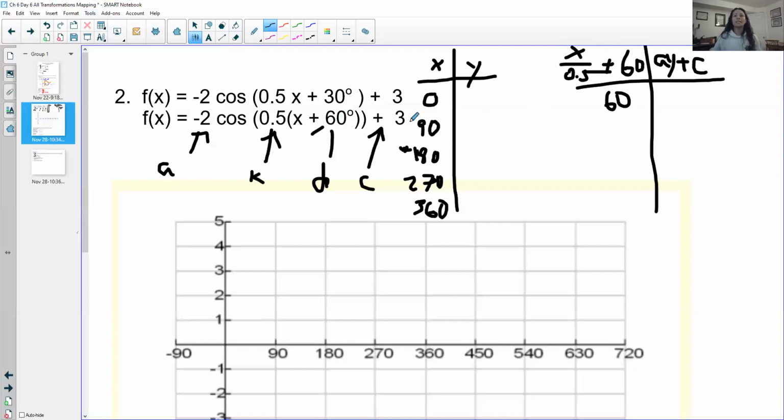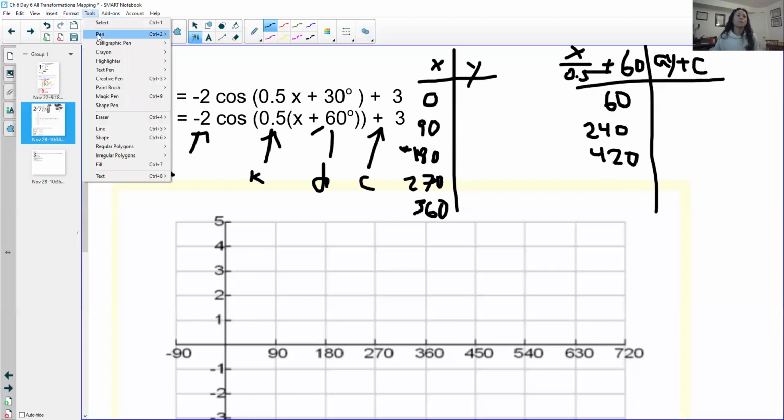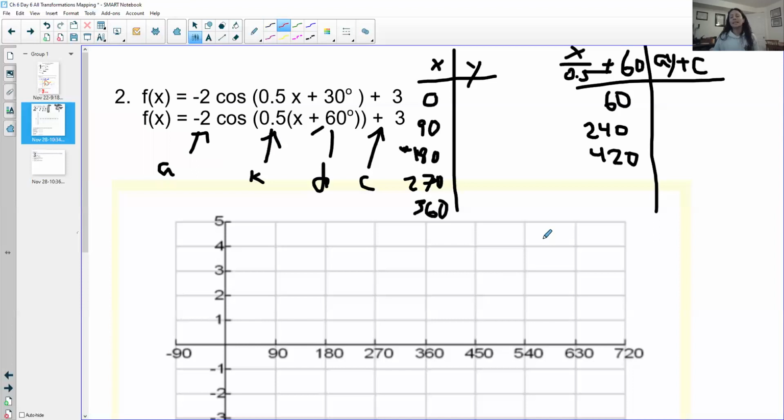Okay, so now I'm going to take 90 and plug it in here. 90 divided by 1/2 is 180. 180 plus 60 is 240. Now I'm going to take the next one. 180 divided by 1/2 is 360. 360 plus 60 is 420. And then you can continue on. I'm just going to stop there. Let's look at the Y values. Actually, why don't you take a second, pause the video, and then finish up those values.